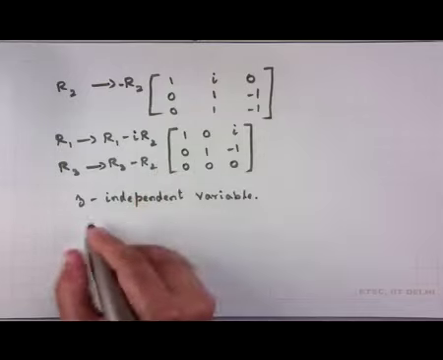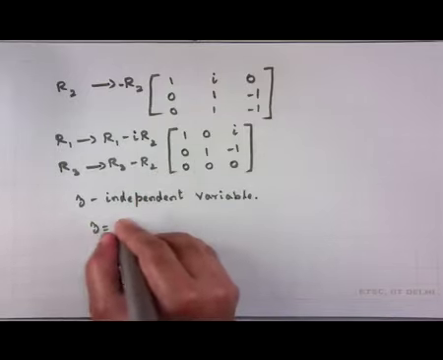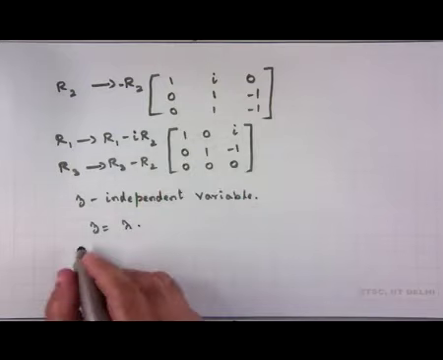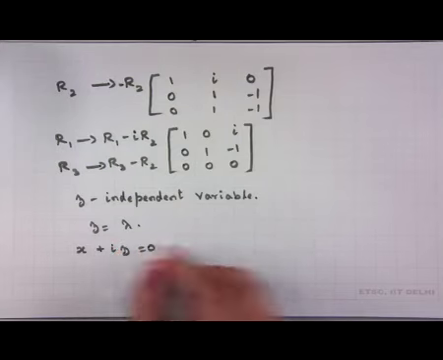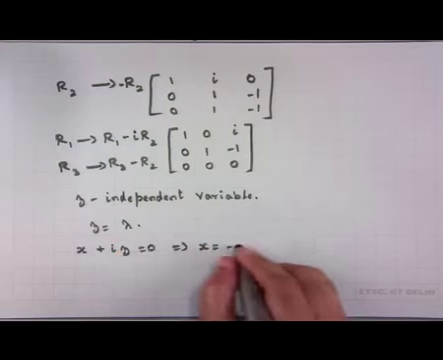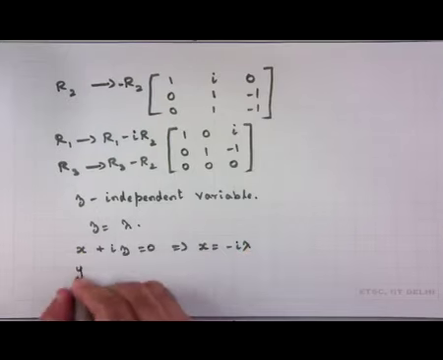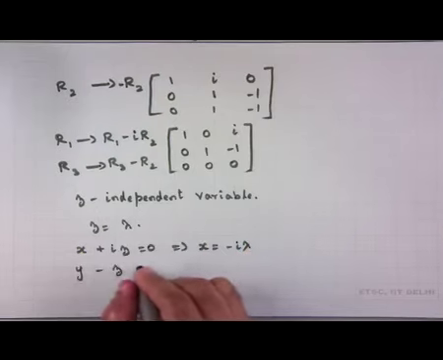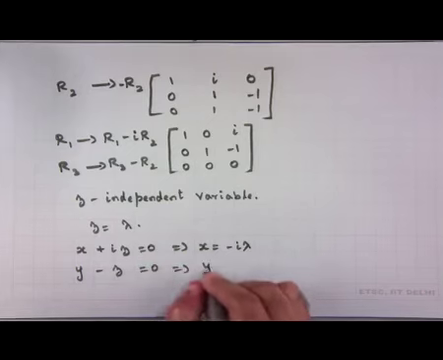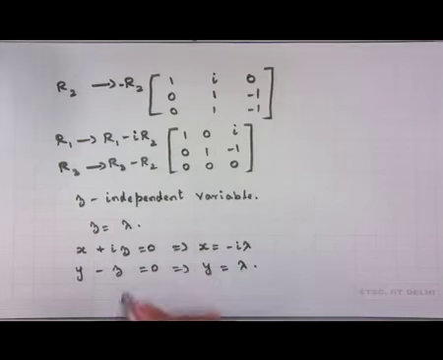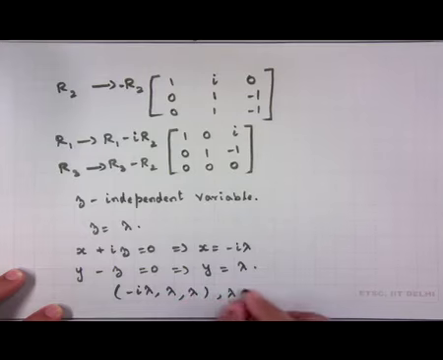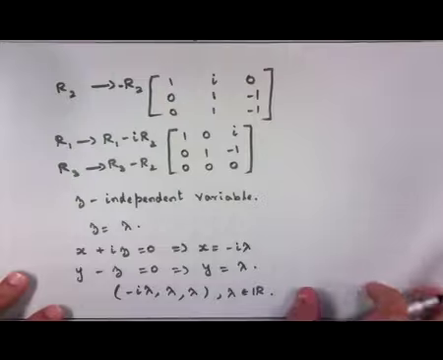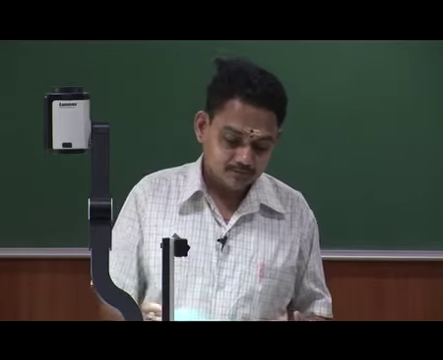So, what I have now, let us write down z as lambda. Now, let us write down from the equations: x plus i times z is 0, that will give me x is minus i lambda. Second one, y minus z is 0, that will give me y equal to lambda. Therefore, the solution set is given by (minus i lambda, lambda, lambda) with lambda in R, which means you have an infinite number of solutions.